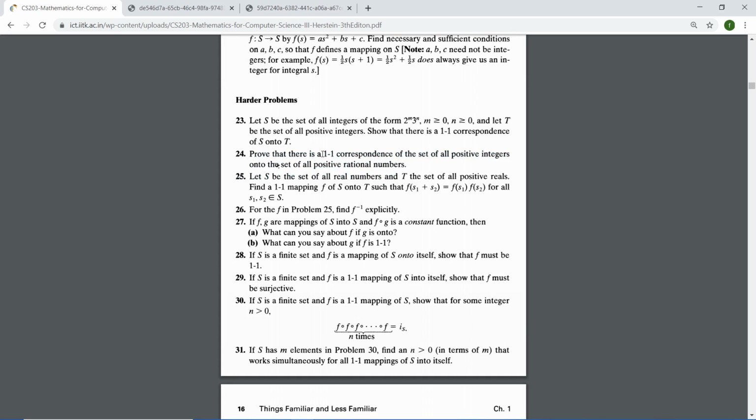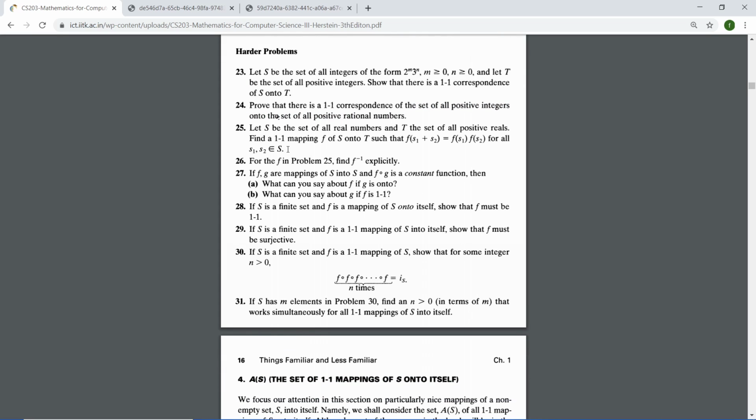Exercise 24, well, I didn't do this, but it's like any positive integer will map to one positive rational number. So yeah, I think that's it, I'm not sure. Exercise 25, they ask to find a function where f of s1 plus s2 gives us f of s1 times f of s2, and they even say from all real numbers to the set of all positive reals. So this really implies using the exponential function.